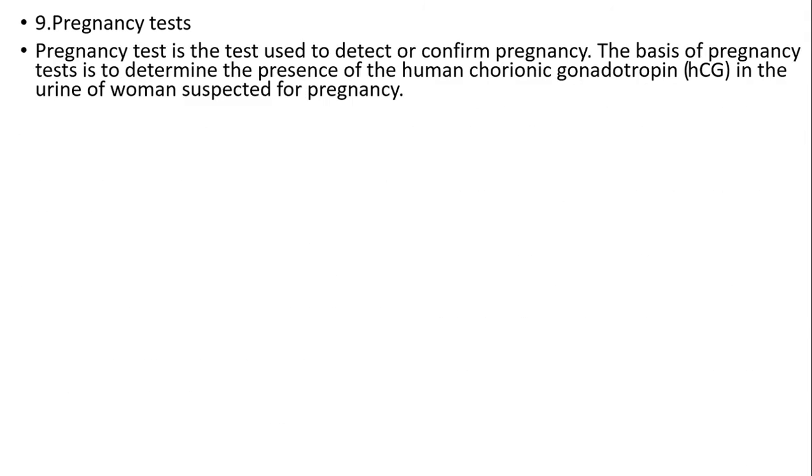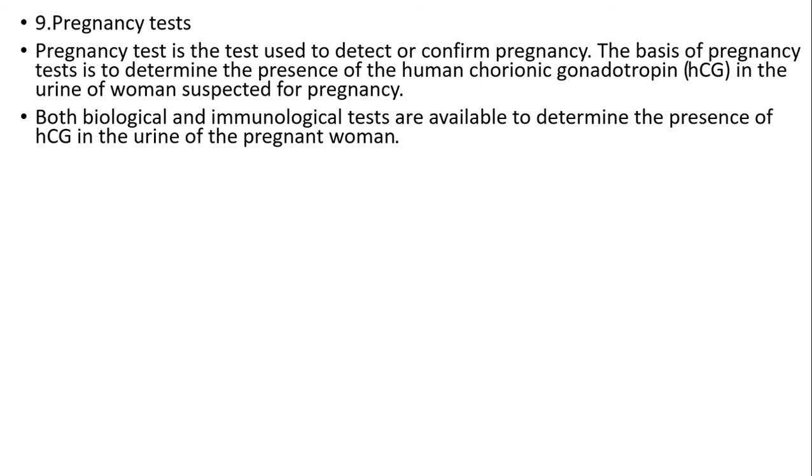Pregnancy test. Pregnancy test is used to detect or confirm pregnancy. The basis of pregnancy test is to determine the presence of human chorionic gonadotropic hormone in the urine of the woman suspected of pregnancy. Both biological and immunological tests are available to determine presence of HCG in the urine of the pregnant woman.